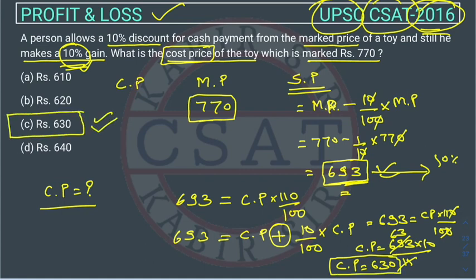So the cost price of an article is 630 rupees. I hope you all can understand this question. Okay.